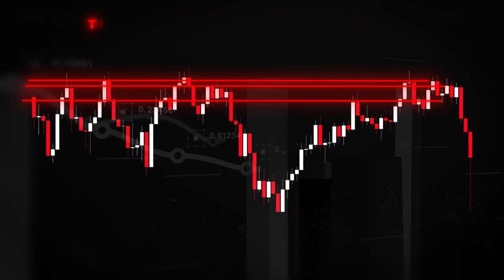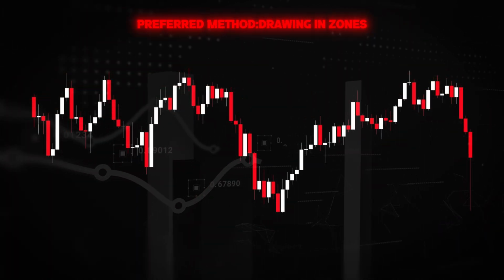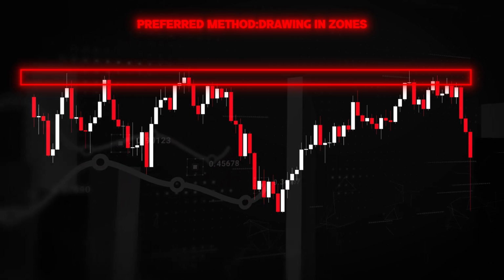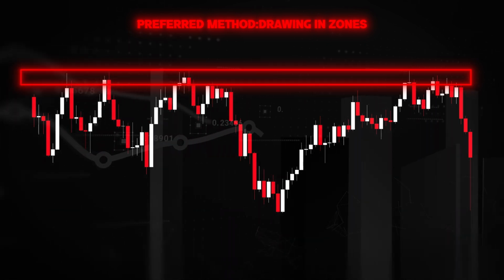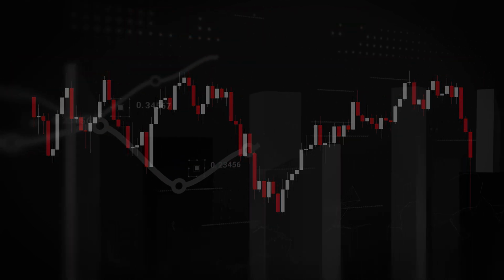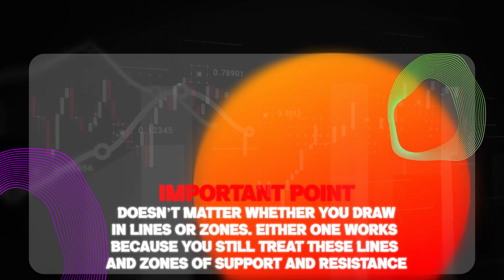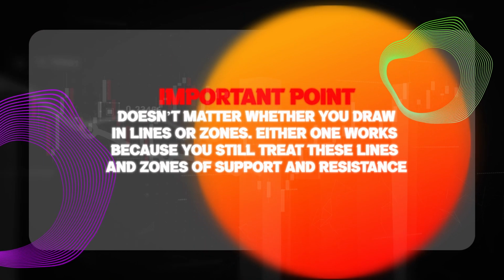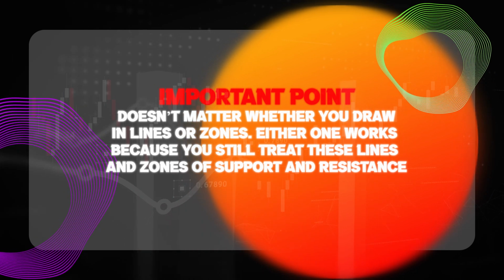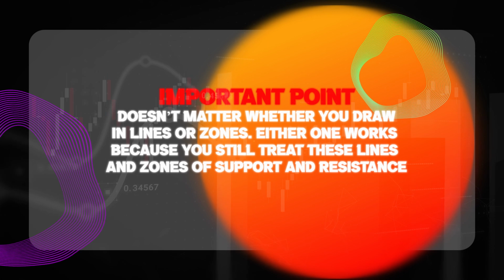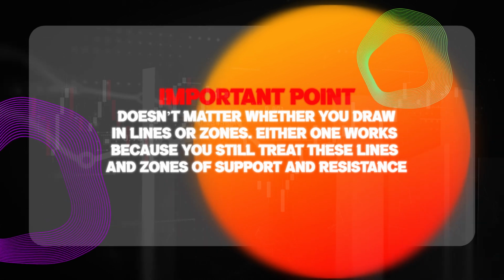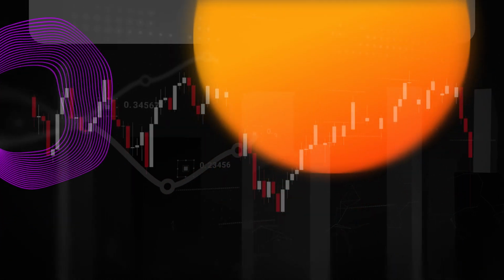This brings us to our preferred method, which is drawing in zones like this. This way it accommodates for the entire area, encompassing both candle closes and wicks. The most important point to remember is that it doesn't matter whether you draw in lines or zones. Either one works because you still treat these lines and zones of support and resistance as areas, meaning you are looking for price action to occur in the general area, not at a solid number, line, or zone.